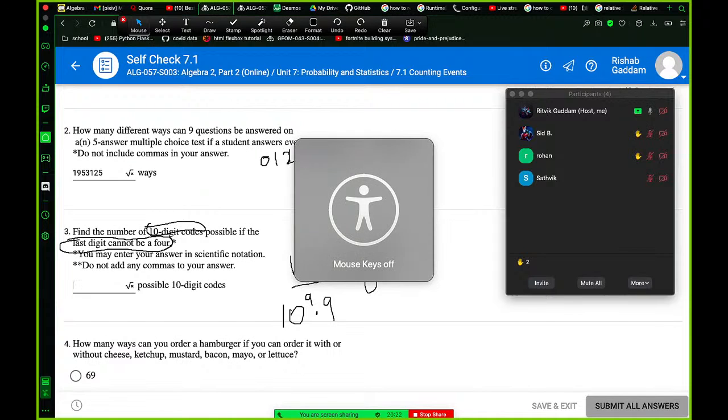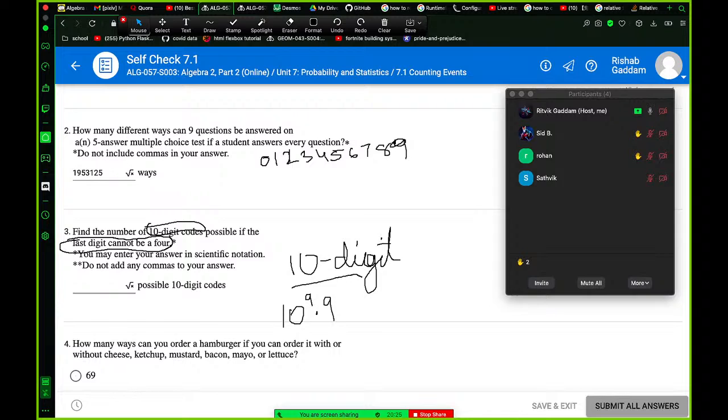Okay, so obviously that's 10 to the power of 9 times 9, so that's 9 billion. Huge number. Did I write it correct? Yeah. Why did you do 10 power 9 times 9 again? Because the last digit, which is the 10th digit, has only 9 choices, because over here it said the last digit cannot be 4. Oh, okay.